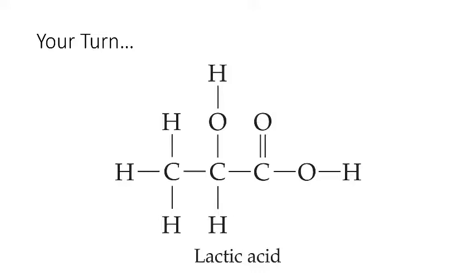Next, let's take a look at this structure here. Here we don't have the 3D dashes and wedges, so you should be able to recognize, based on how many areas of charge density, what is going to be the hybridization at each of our carbons and each of our oxygens that are attached to hydrogens. So we're looking for 1, 2, 3 carbons and then 1, 2 oxygens. So pause the video and work through that.